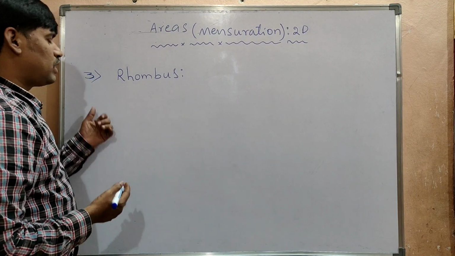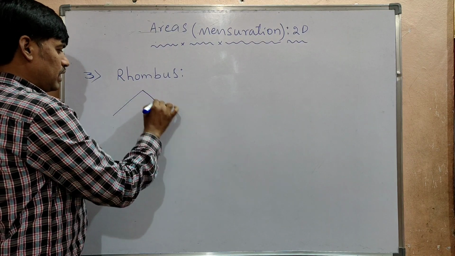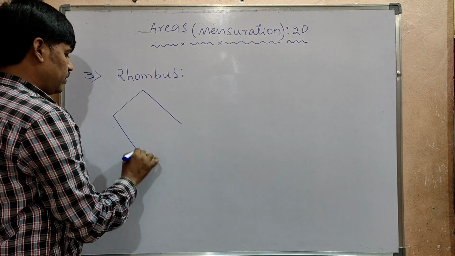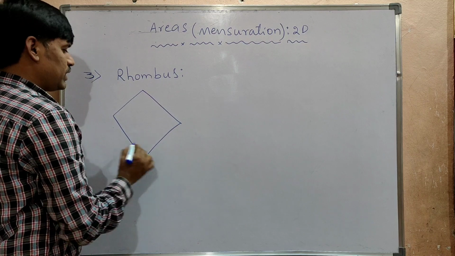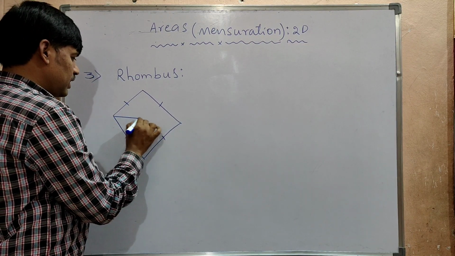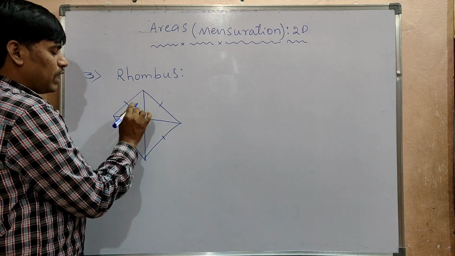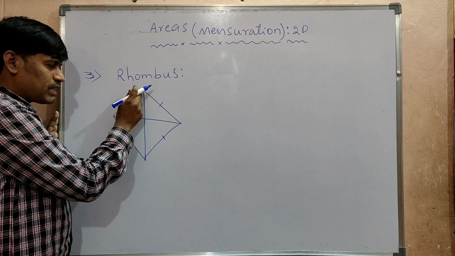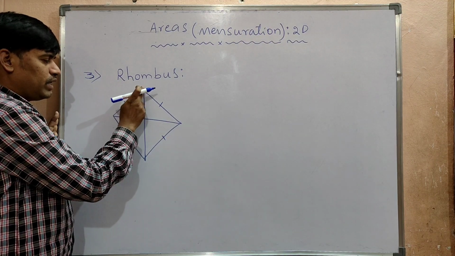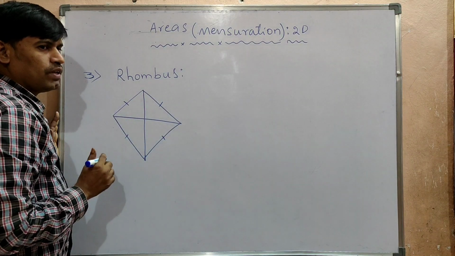Now the third one is rhombus. The rhombus has four sides equal. Here these four sides are equal, and the rhombus diagonals are not equal. This rhombus consists of all four sides equal. Here it is a side, a side, also a side, and also a side.